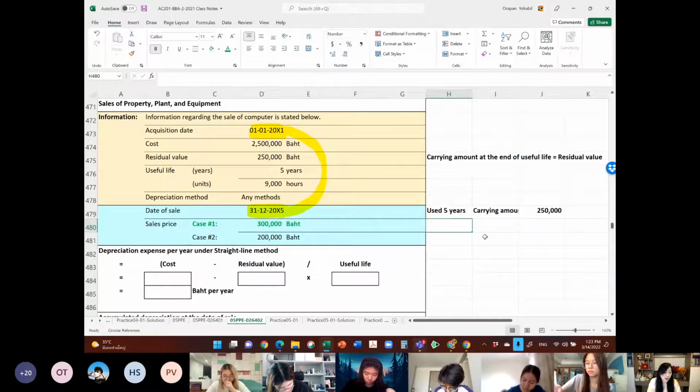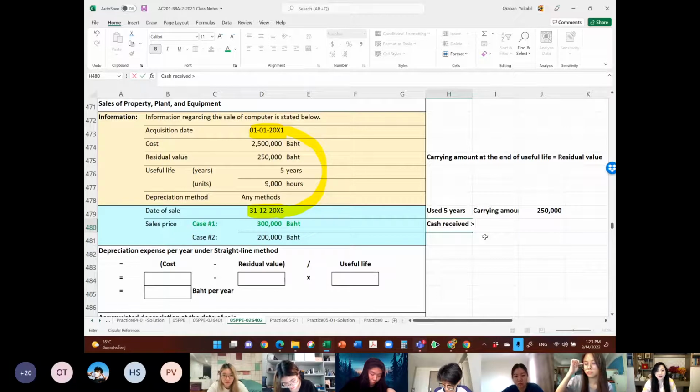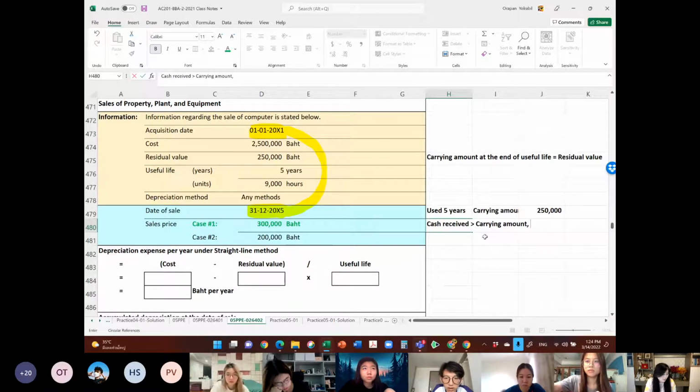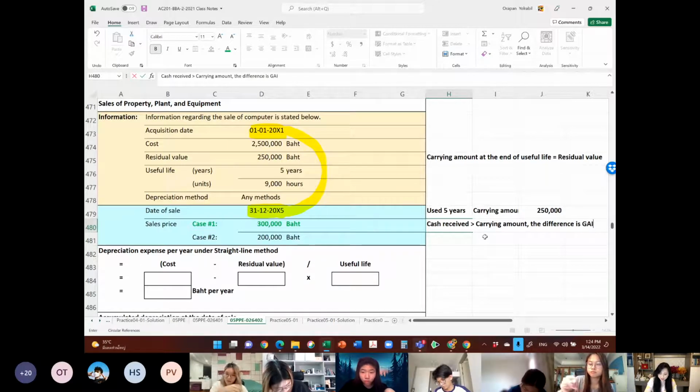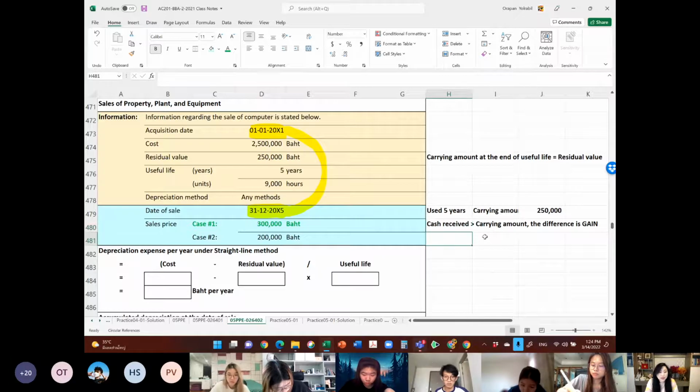would this be good or bad? If cash received is greater than the carrying amount, would this be good? It is good. The difference is what I call gain. This is good in that you get more money than the carrying amount.